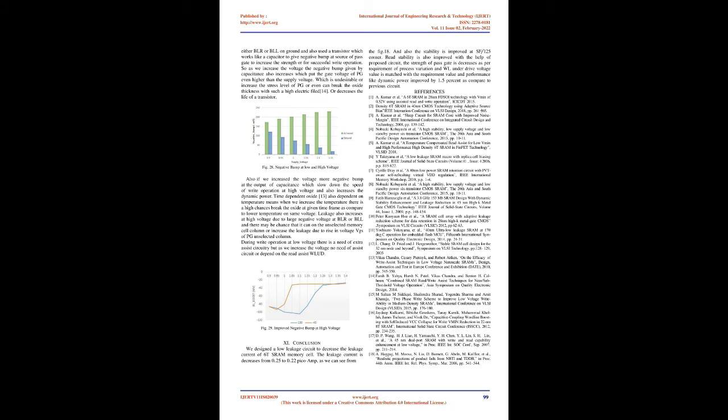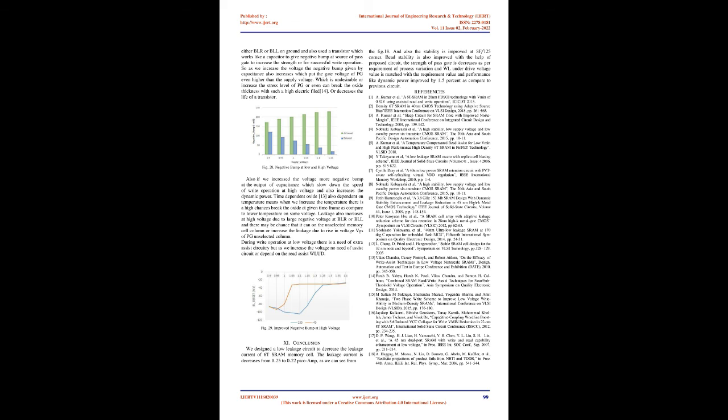To improve the write stability, we generally use the negative bit line write assist technique, which increases the strength of the pass gate as discussed above. At BLR and BLL, a strong write driver is used to put either BLR or BLL on ground, and also a transistor which works like a capacitor is used to give a negative bump at the source of the pass gate to increase its strength for successful write operation. As we increase the voltage, the negative bump given by the capacitance also increases, which puts the gate voltage of PG even higher than the supply voltage, which is undesirable, and increases the stress level of PG, or can even break the oxide thickness with such a high electric field, or decreases the life of the transistor.